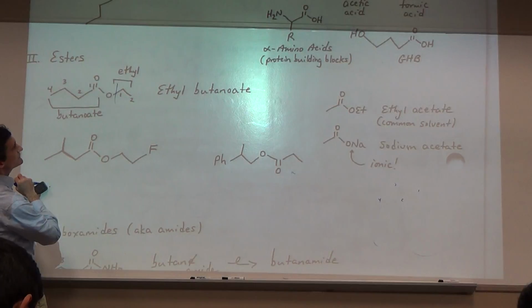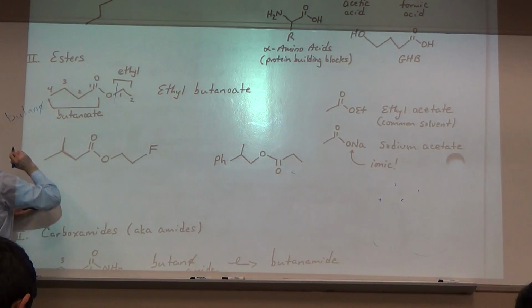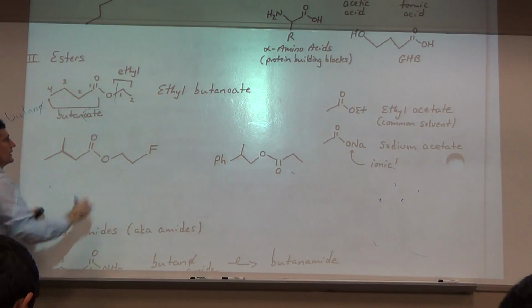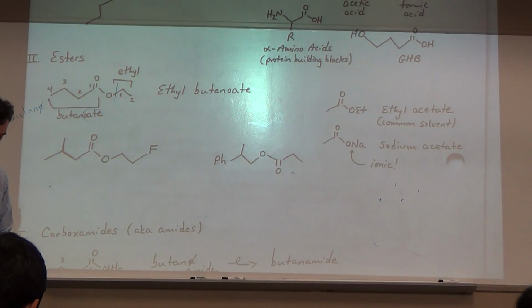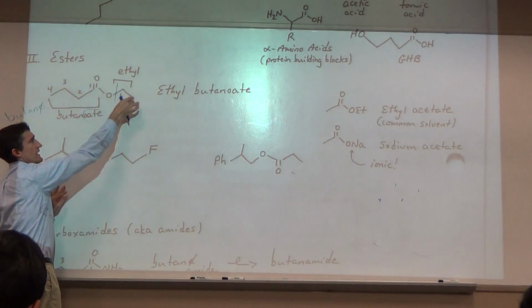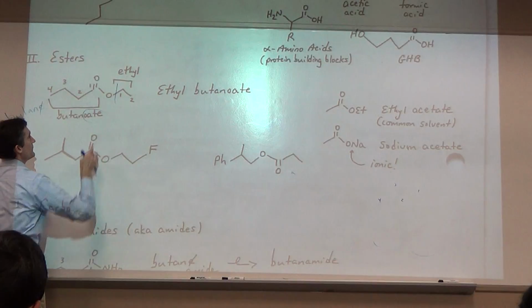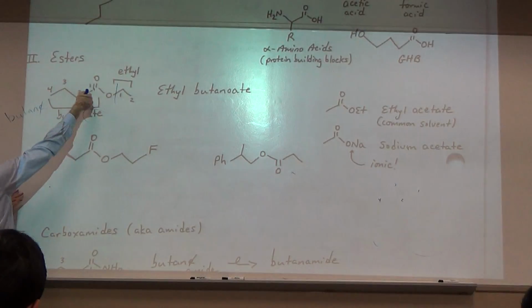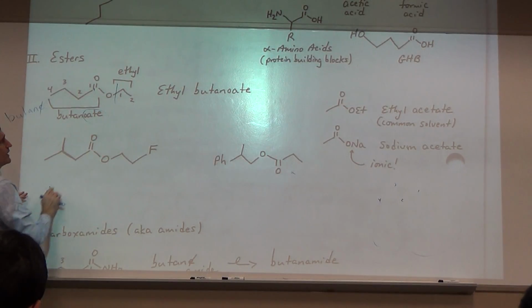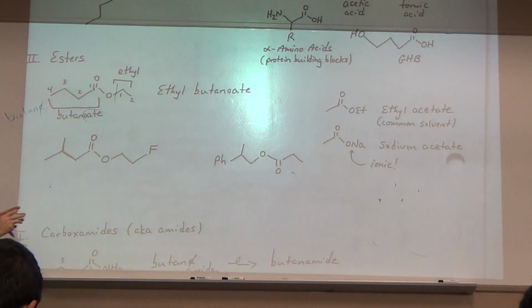We're replacing the E of butane with oate. And then we name the R group separately, and that's just an ethyl. So this molecule is ethyl butanoate. In terms of numbering, this is 1, 2, 3, 4, just like you would expect for the carbonyl portion. For the R group, the carbon bonded to the oxygen is the 1 position, and it goes out from there.